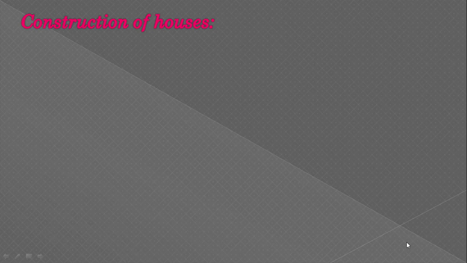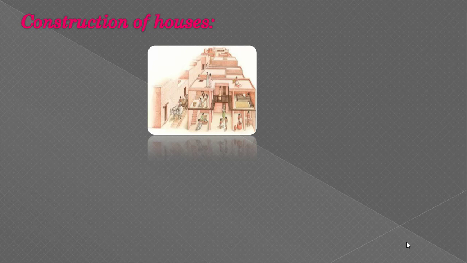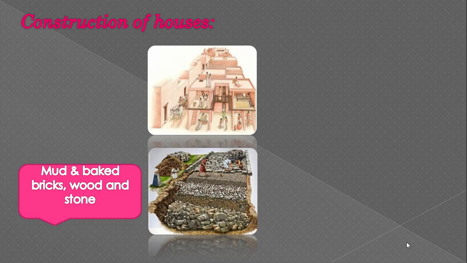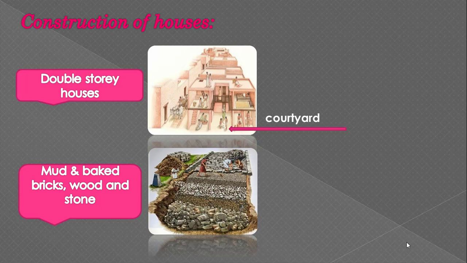Let's discuss the construction of houses. The people of Indus Valley Civilization built houses and buildings by the side of roads. They made the foundations of houses profound and deep. They also paid attention to the exterior beauty of the houses. The most common building materials were mud and baked bricks, wood and stone. The houses had more than one story, and ladders were used to go to the upper story. The houses were designed around an inner courtyard and contained bathrooms, paved floors, and kitchens, etc.